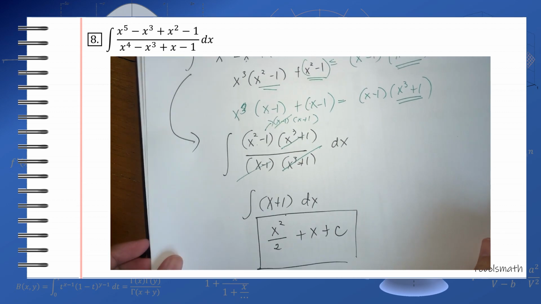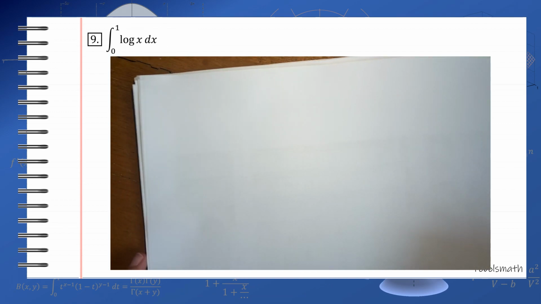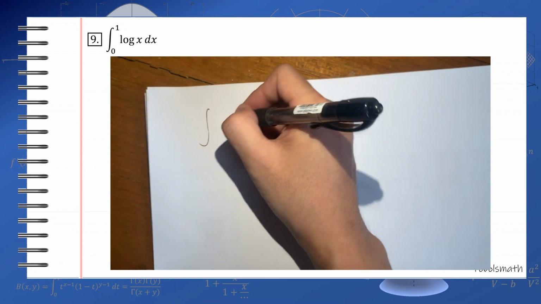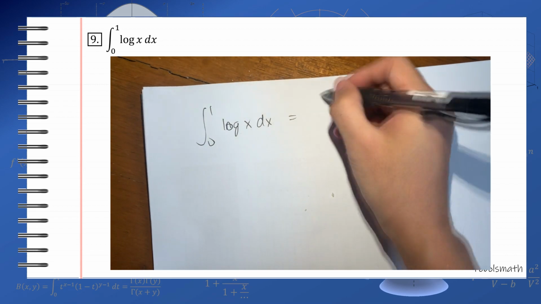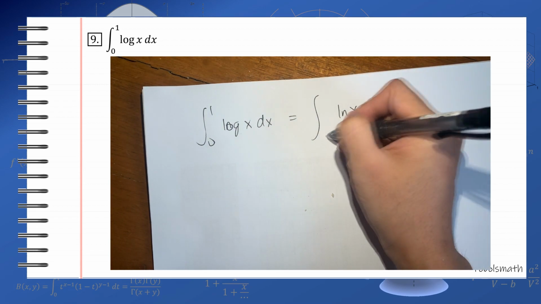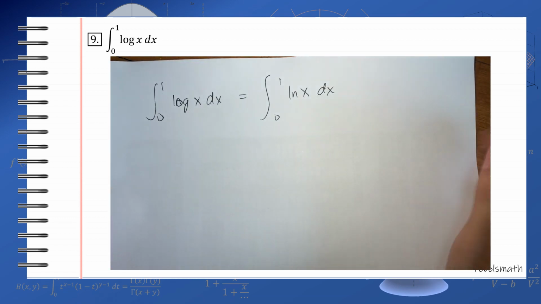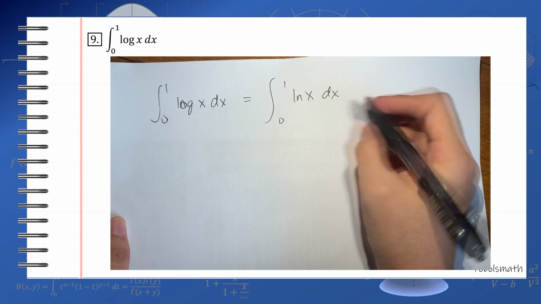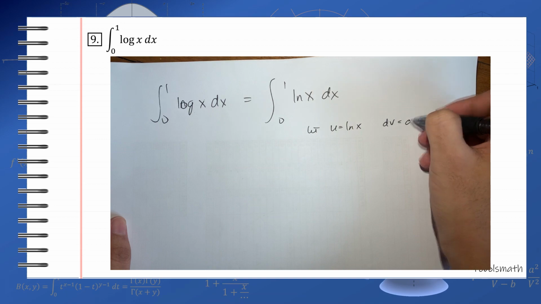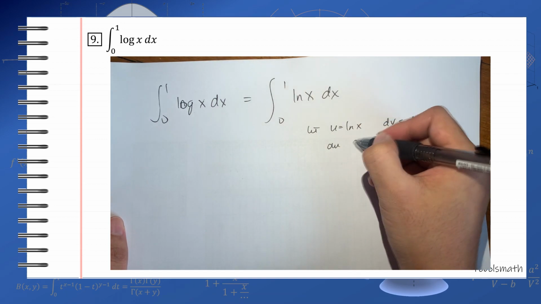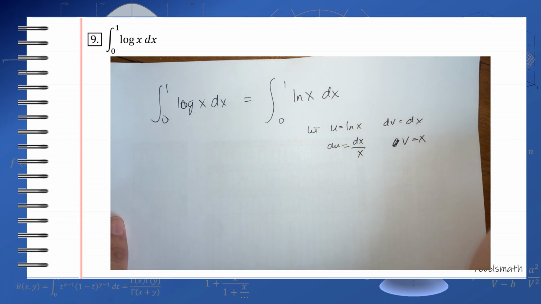Done. Next. Second to the last problem, number 9. We are looking for the integral of ln x, that's log x dx from 0 to 1. This is just again ln x dx from 0 to 1. You can use IBP for this one. So let u is equal to ln x, dv is equal to dx, du is equal to dx over x. This gives you v is equal to x.